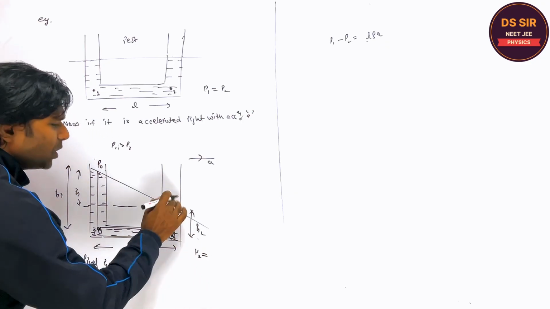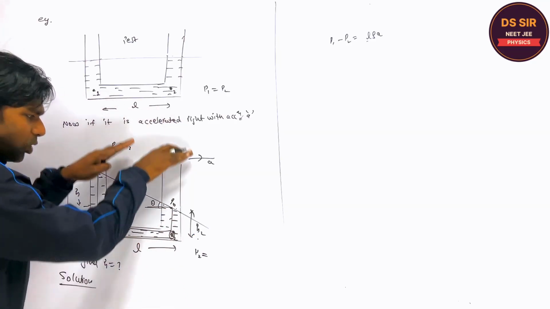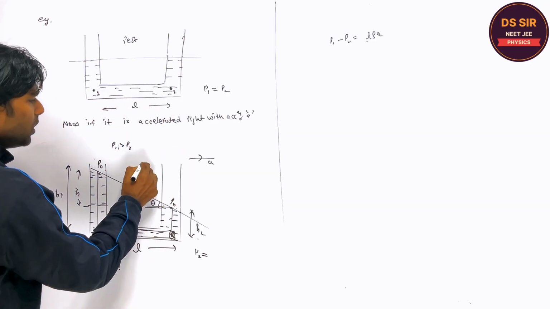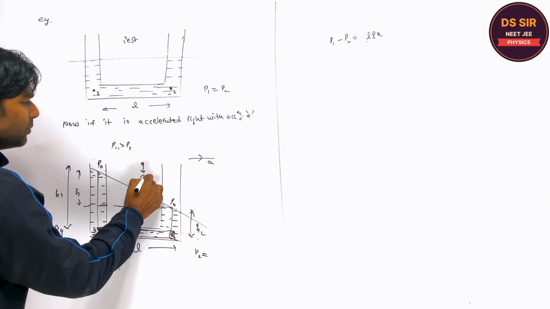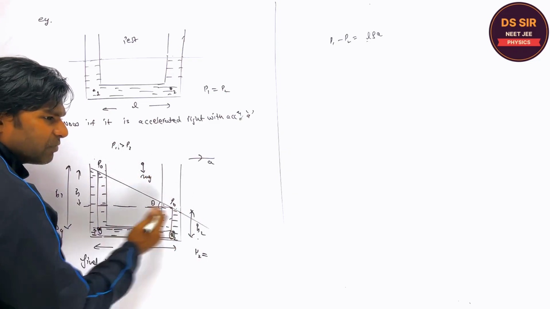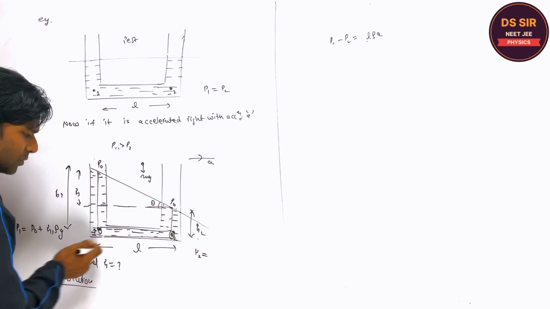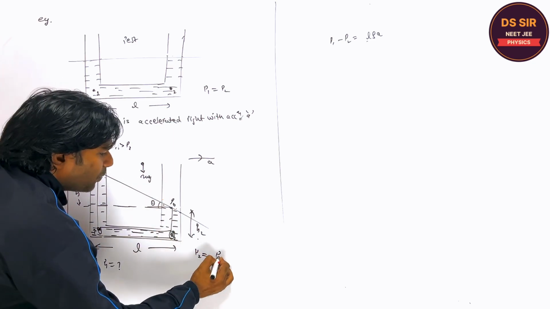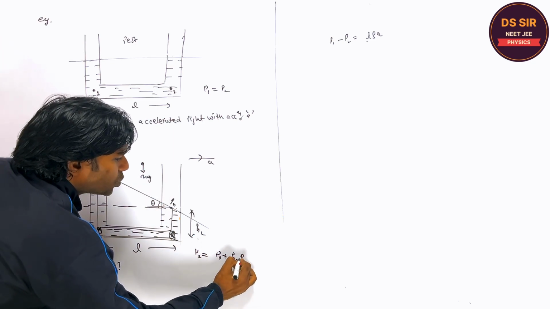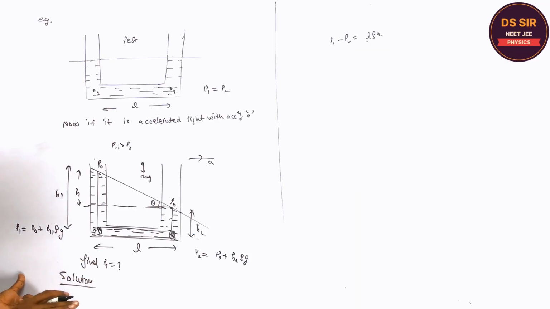What is the P2 at this point? P2 is equal to P naught, going down, and in the downward direction only the force is mg. We are not moving left to right. Left to right we are moving from point 1 to the right. So what is the P2? P naught plus H2 rho G. Is it clear or should I explain once again?